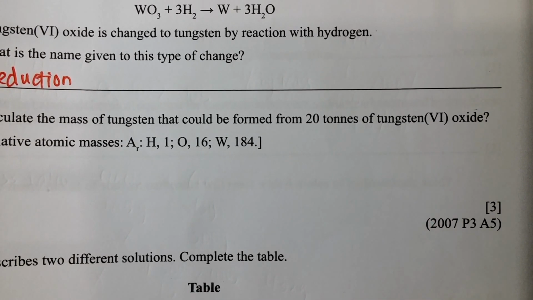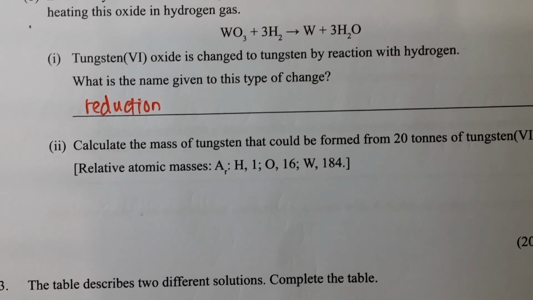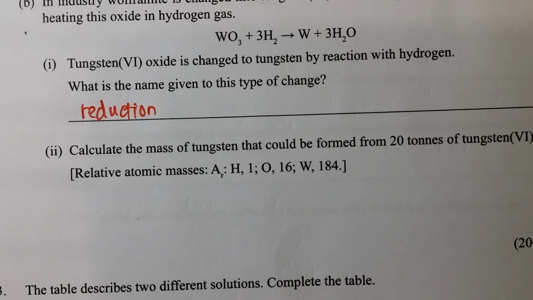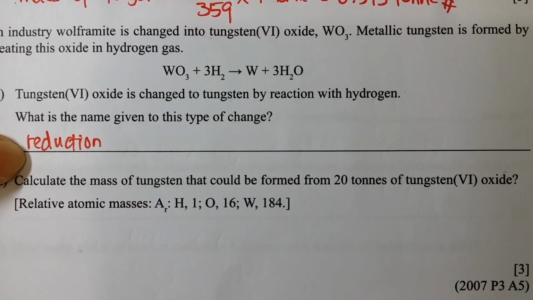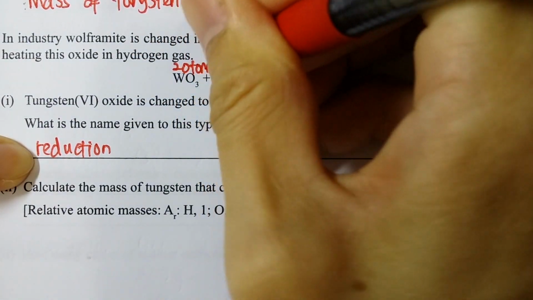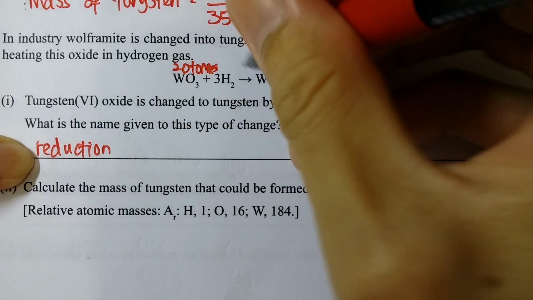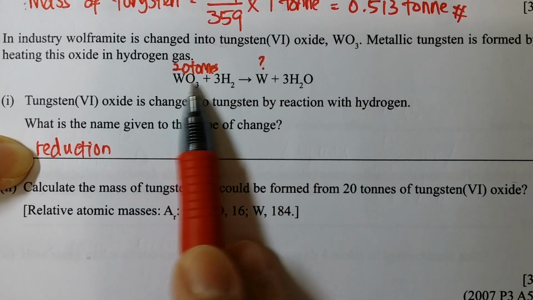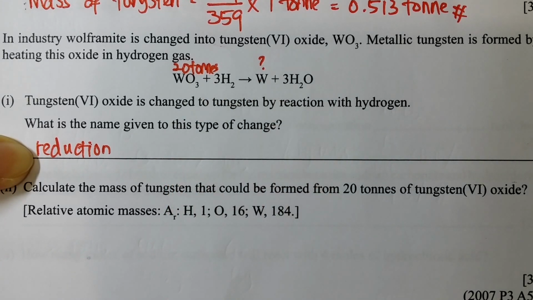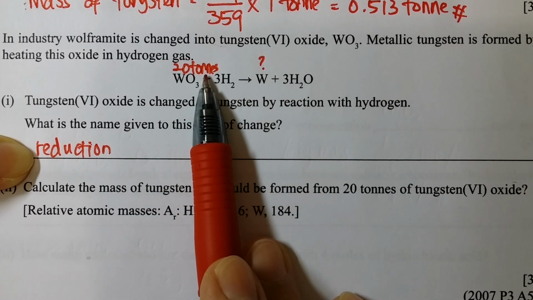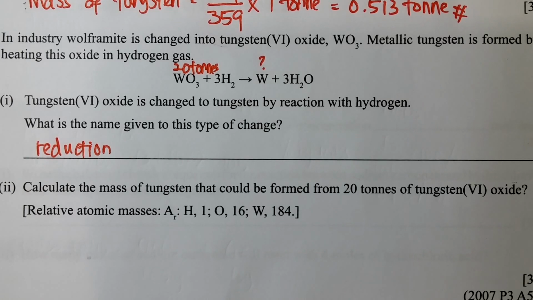Now calculate the mass of tungsten that could be formed from 20 tons of tungsten 6 oxide. So I have 20 tons of tungsten 6 oxide here. What would be the mass of tungsten that could be formed? Again, we are talking about mass, so it's better to look at the mass ratio. You can also use mole ratio, but then you would have to change 20 tons to the number of moles. So it's easier to use mass ratio.